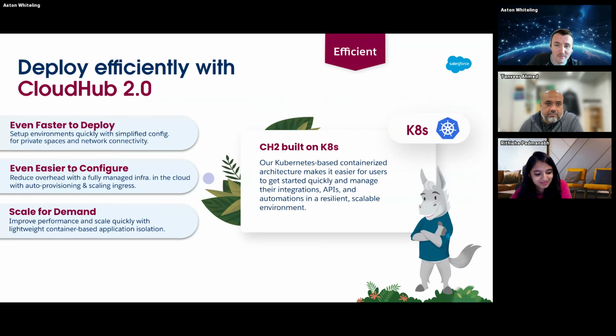What are some other benefits of CloudHub 2.0? So of course, it's a much faster and efficient deployment platform with scalability, and it's easy to configure. It's built on Kubernetes, which is the main core functional difference from CloudHub 1. We get all of the benefits of that Kubernetes and containerized architecture. So it's very much a faster and evolved platform in that regard when compared to CloudHub 1.